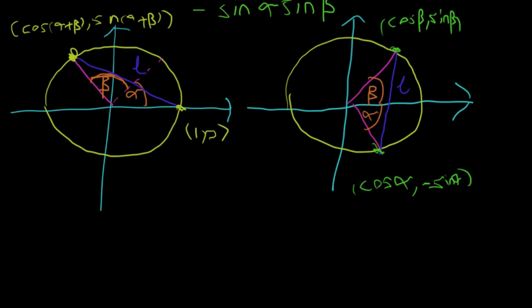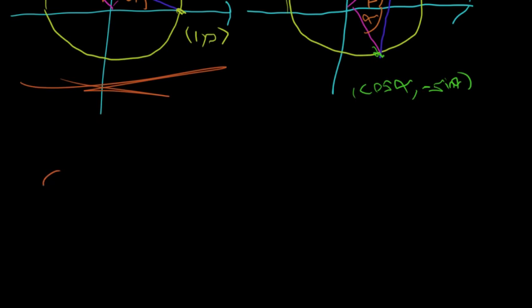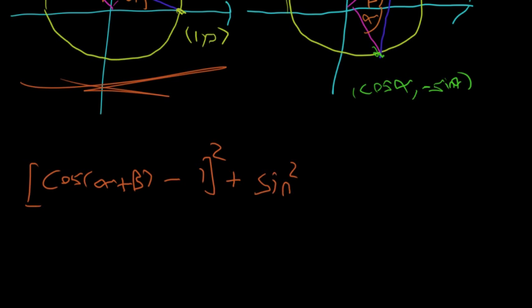By coordinate geometry, let's calculate the length in this picture on the left. So the difference between the x coordinates, that's going to be cos of alpha plus beta minus 1. So that's the difference in x squared, and then the difference in y squared, because one of the coordinates is 0. This is just going to be sine squared of alpha plus beta. Okay, so this is L squared by this picture. Just doing coordinate distance.